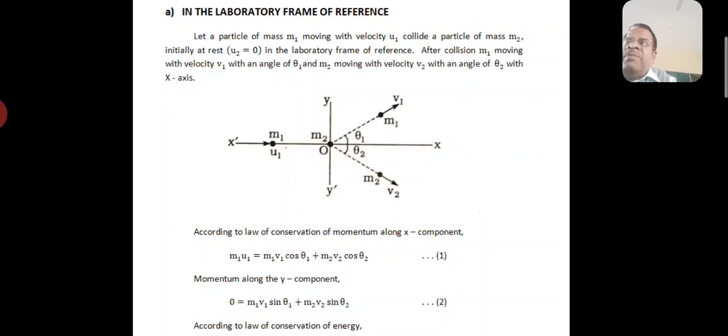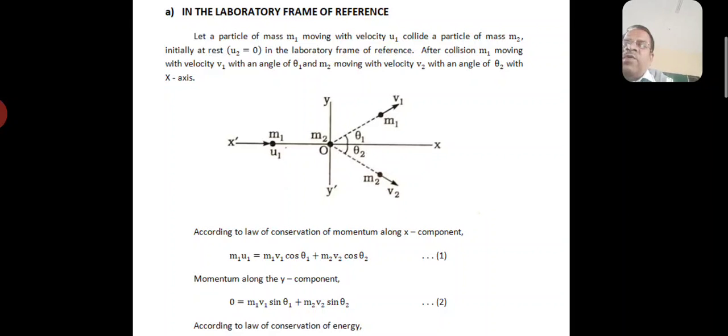Observe in the diagram both particles. One particle is at rest, that is of mass m2. The other particle of mass m1 is moving with a velocity u1. After collision, the two particles move in different directions as shown in the figure. Particle of mass m1 is moving with a velocity v1 making an angle theta 1 with x-axis. Particle of mass m2 is moving with a velocity v2 making an angle theta 2 with x-axis.